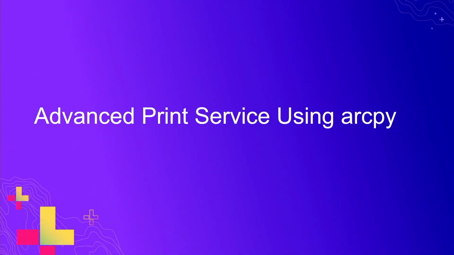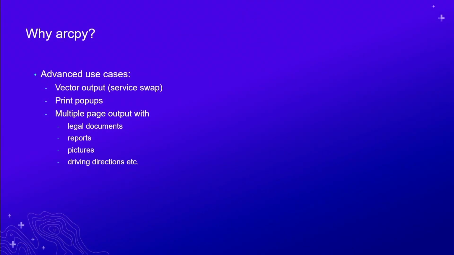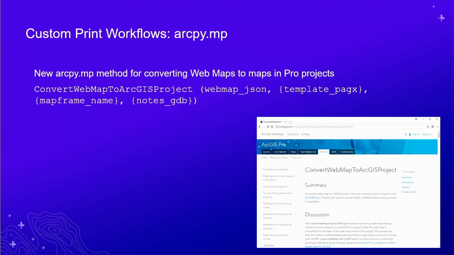All right, now we'll talk about advanced print services using ArcPy. Why ArcPy? Really because it supports a lot of advanced use cases. If you want to do vector output, a lot of times people will swap a map service out or a tiled image service out for local vector data. Sometimes people want to print pop-up style metadata, or they want multiple page output with legal documents, reports, pictures, driving directions, things like that.